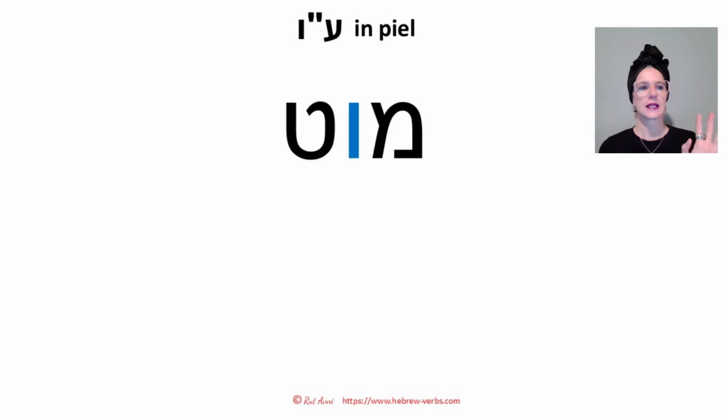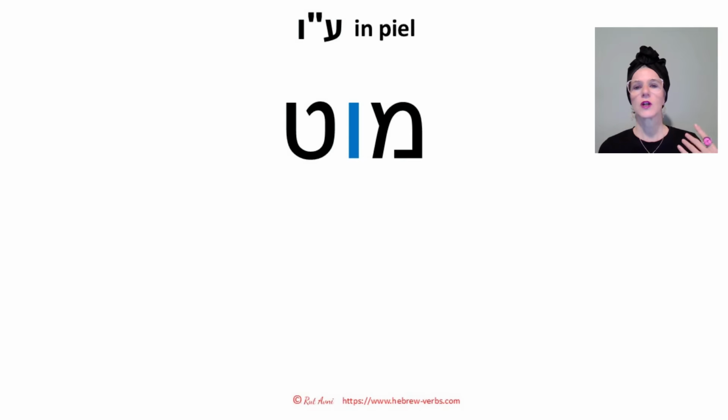For example, let's take this root here. No, this is not lamut. Lamut is Paal, and it's with a tav at the end. This here is tet. Different letter, different meaning.